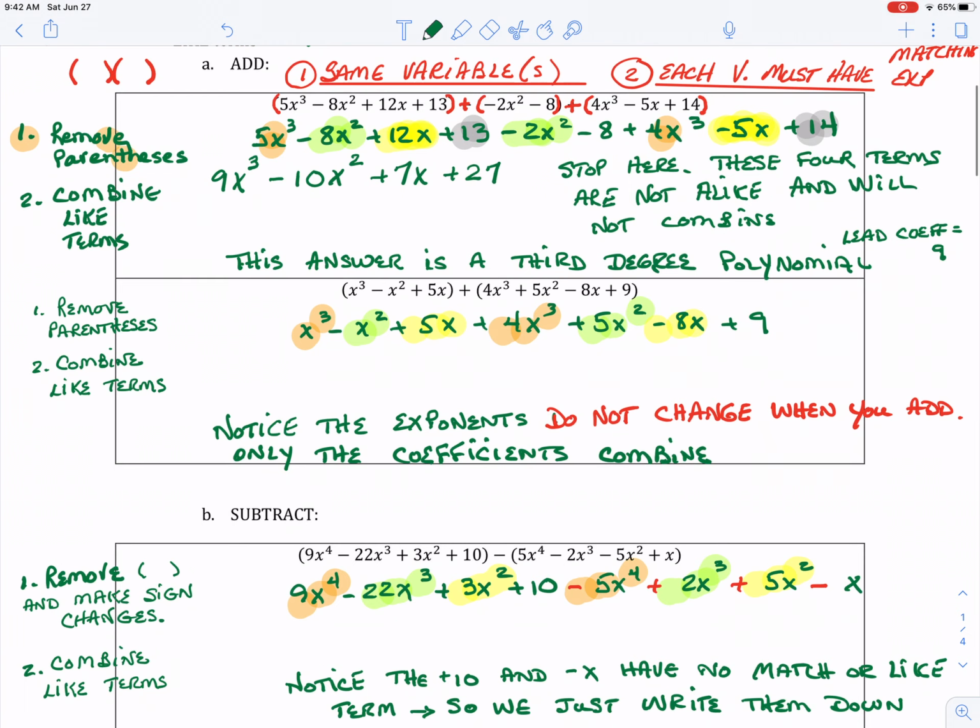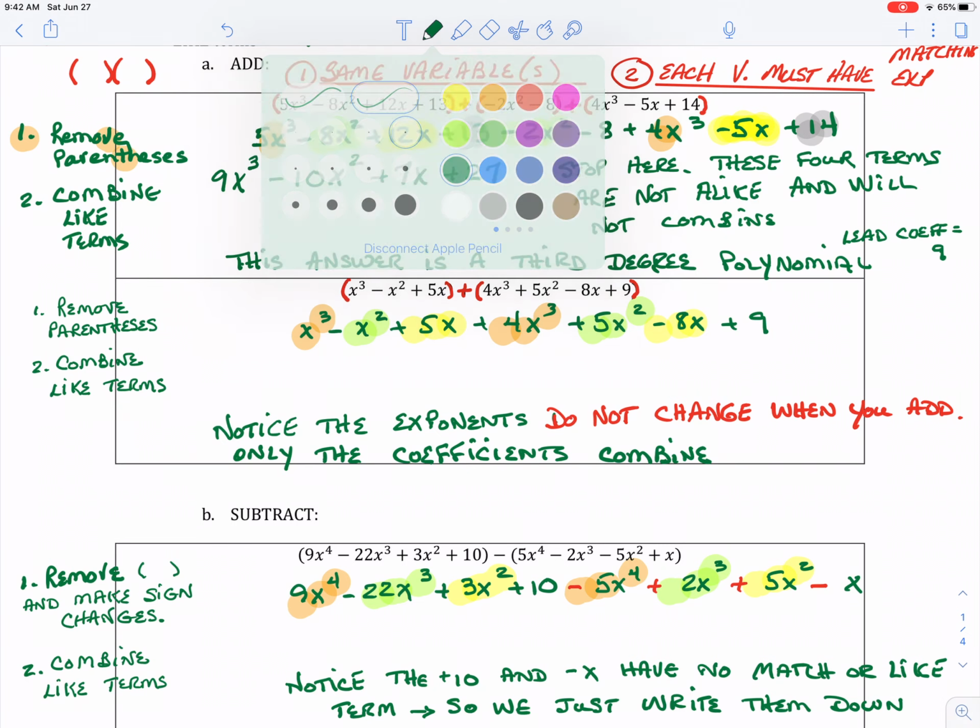You can see that the original problem starts out with parentheses, connected in here with addition. So the first thing I'm going to do is remove the parentheses. All I have to do there is copy down the terms that were inside the parentheses. And again, you can see that I've highlighted the terms that are alike.